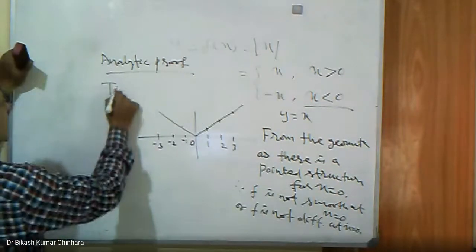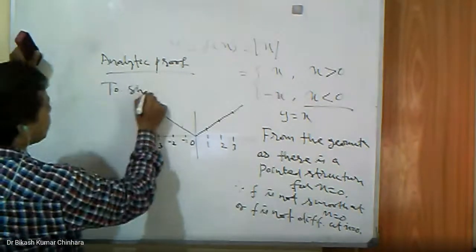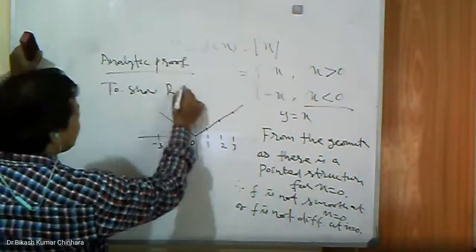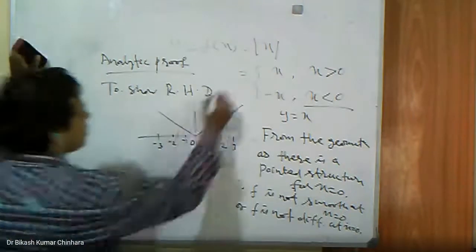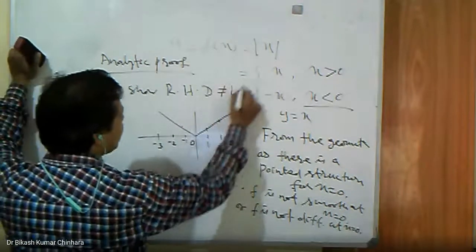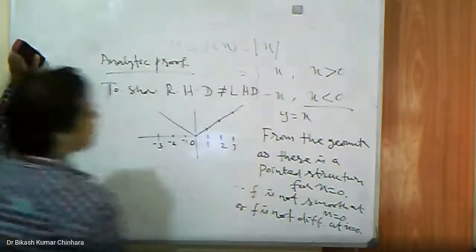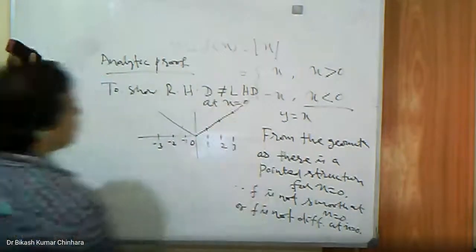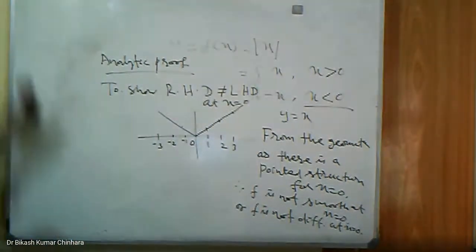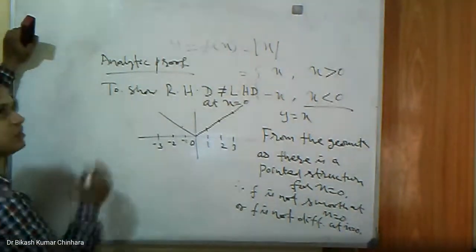In analytic proof, to show RHD, right hand derivative, is not equal to LHD at x is equal to 0. So how am I defining RHD? You have to do this at this time.